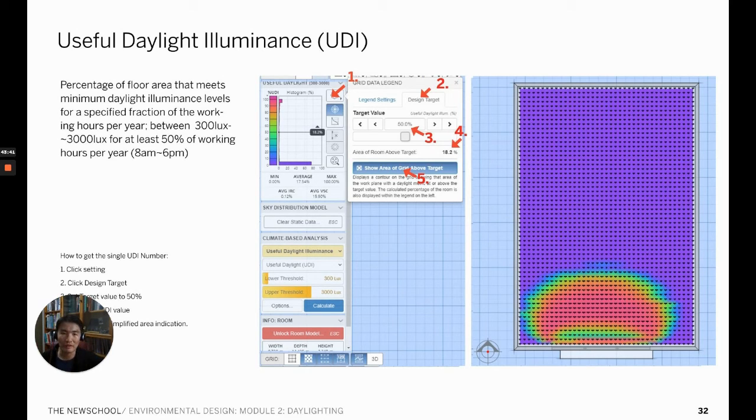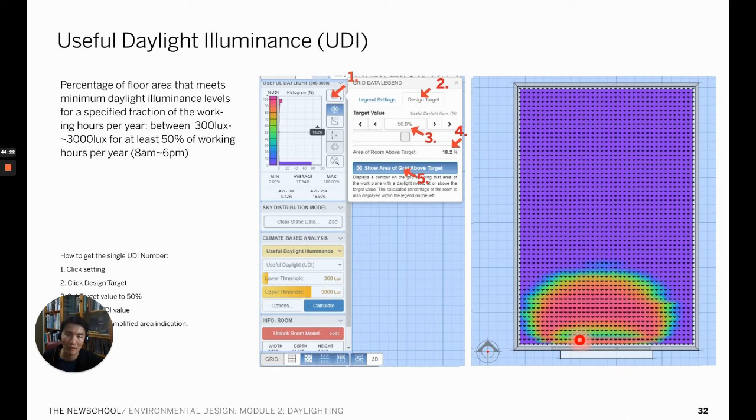Lastly, useful daylight illuminance introduces an upper threshold as well. The UDI shows the percentage of area inside the space that meets the minimum daylight illuminance level for a specified fraction of working hours per year, usually between the lower threshold of 300 lux and the high threshold of 3000 lux for at least 50% of the working hours. So having the high threshold is the only difference.